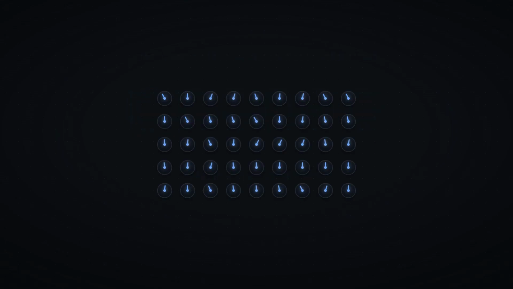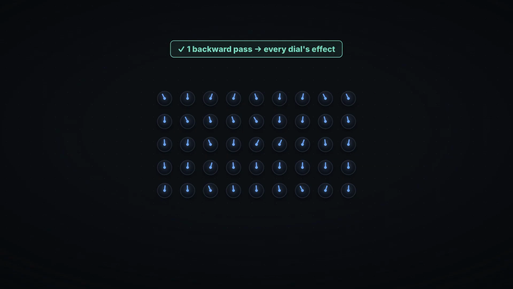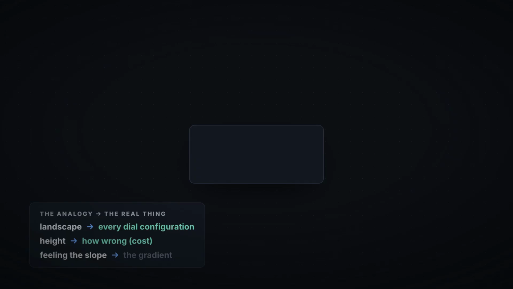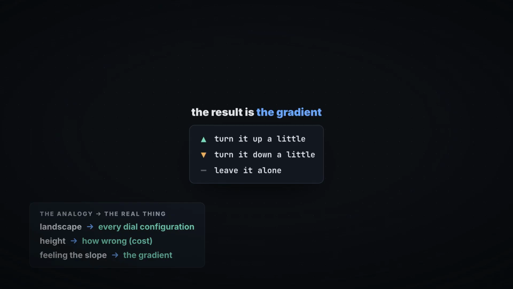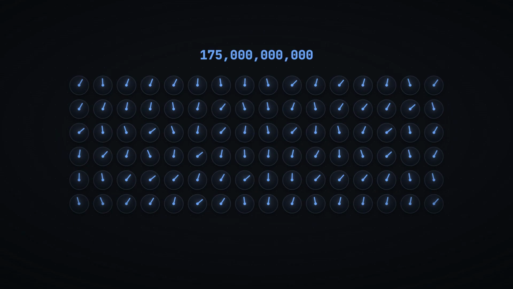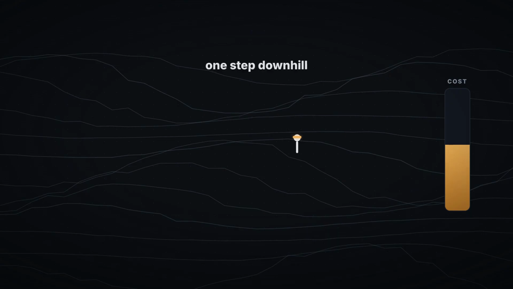By the time it reaches the beginning, it has worked out in a single backward pass exactly how much every dial pushed the final answer up or down. Not by testing 175 billion dials one at a time, just by multiplying simple numbers backward through the chain. The result is a set of tiny instructions, technically called the gradient, that says for every single dial, turn it up a little, turn it down a little, or leave it alone. Turn this one up by a hair, turn that one down by a hair, leave this one alone. For all 175 billion dials simultaneously, that's one step downhill.